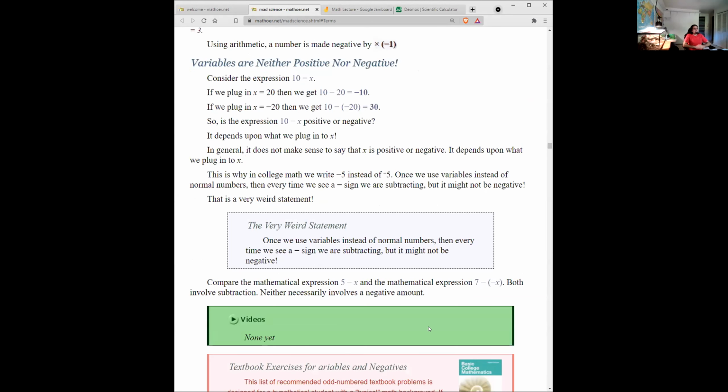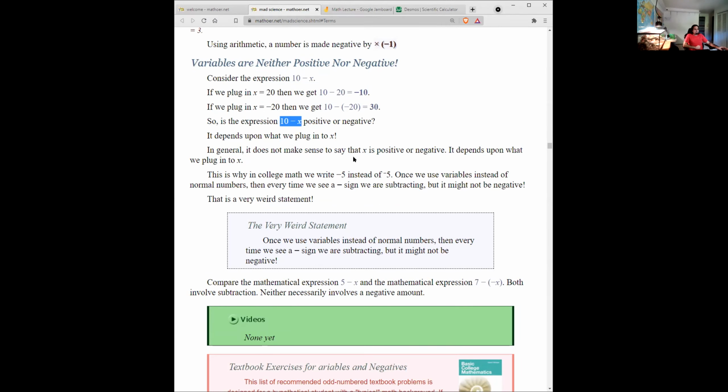Okay, last, if we think about 10 minus x, if we put in x equals 20, the answer is -10. If we put in x is -20, the answer is +30. Everyone okay with both of those things? So if I were to ask you, is 10 minus x positive or negative? There isn't an answer. That's not a meaningful question. It depends on what we plug in.